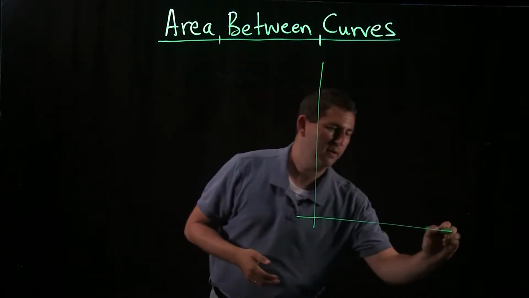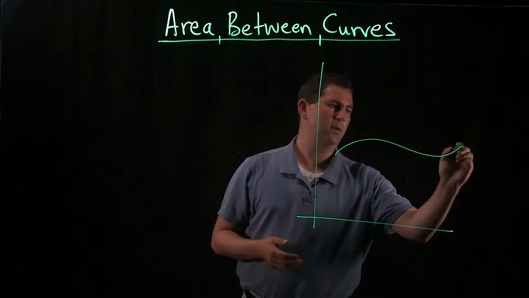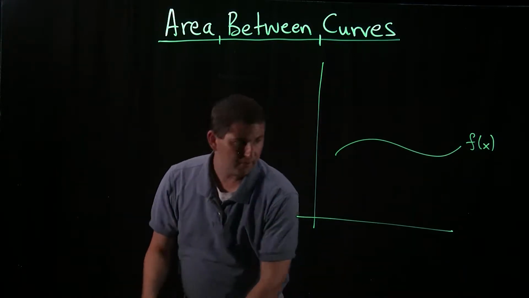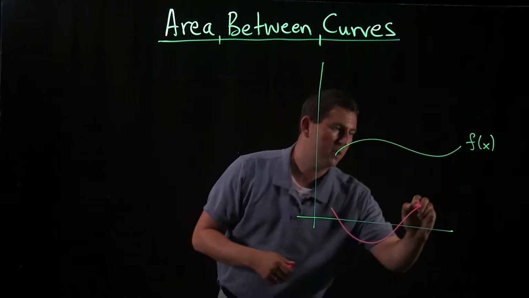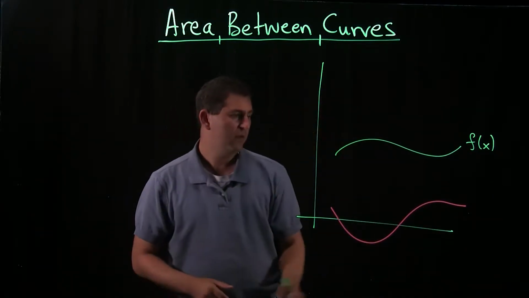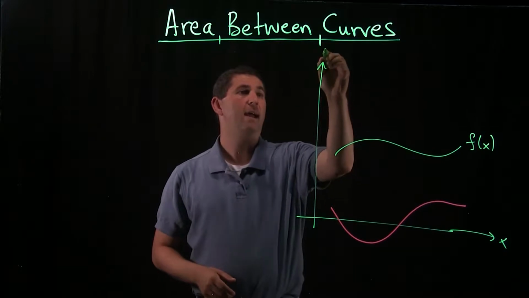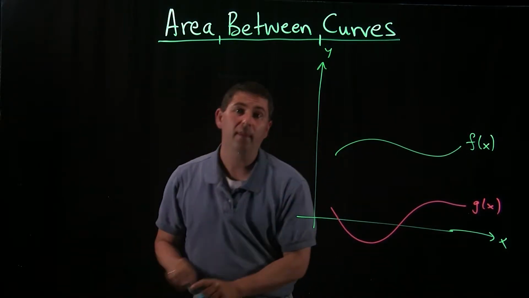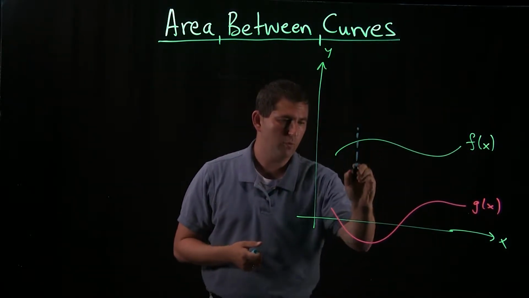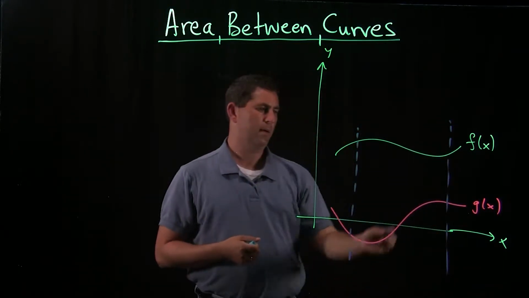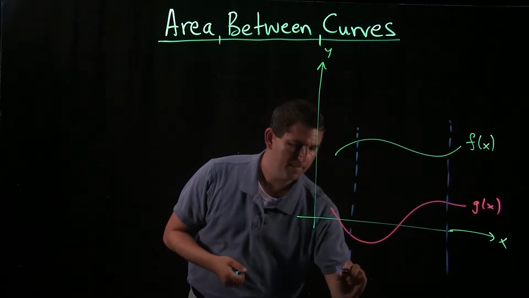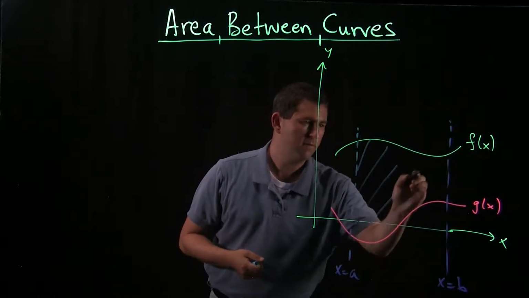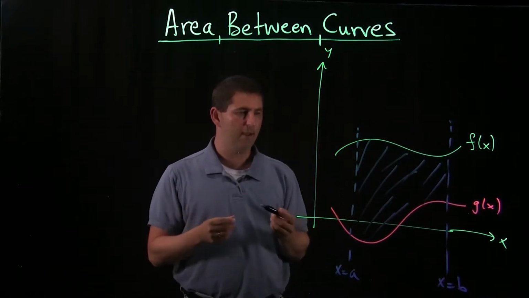So let's say, for example, I had a function, let's call it f of x, and I have another function, let's call it g of x, and it doesn't matter if it dips below the axis or not. So I have my x-axis, I have my y-axis, and I have these two functions, f of x and g of x. And let's say that I want to know how much area lies in between f of x and g of x between x equals a and x equals b. So I'm looking for this area. That's what I want to know the area of.